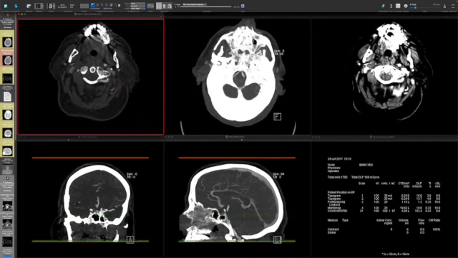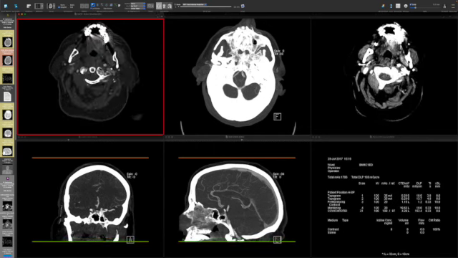So the way I look at these is I use the source images for my heavy lifting sequence. And basically, it's just a game of follow the plumbing. Normally I start with the right internal carotid artery. We're not going to do that on this patient because it's abnormal. So we're going to start on the left.